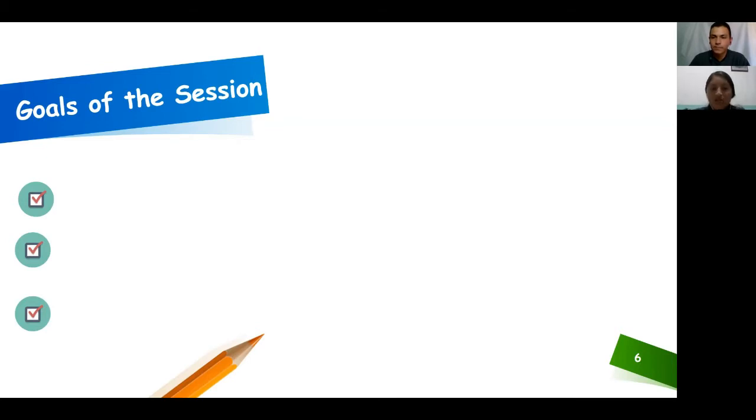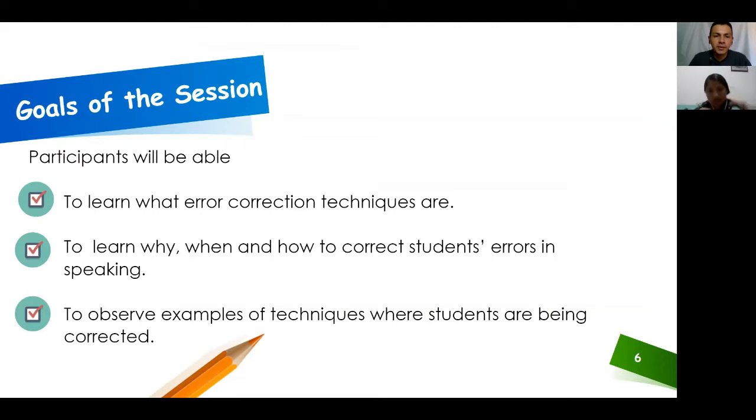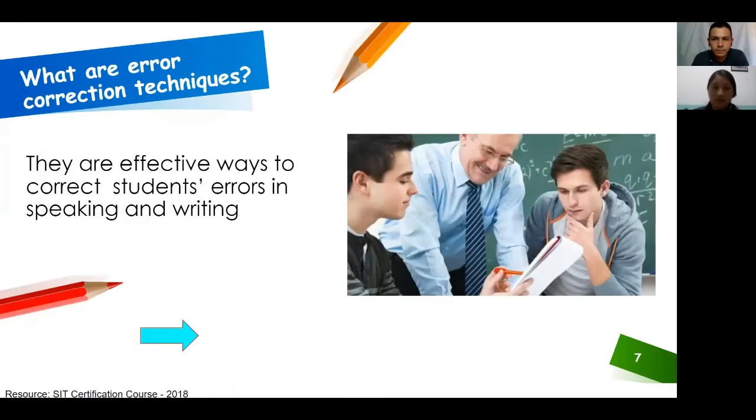So Danny, can you read them please? Sure. Participants will be able to learn what error correction techniques are, learn why, when, and how to correct students' errors in speaking, and observe examples of techniques where students are being corrected. Okay, thank you so much. So that's something that we're going to discuss in this session. First, we're going to learn about what error correction techniques are. Then we're going to learn how, when, and why this is important, and also we're going to see some examples where these techniques are being applied in a real context. Okay, so let's get started.